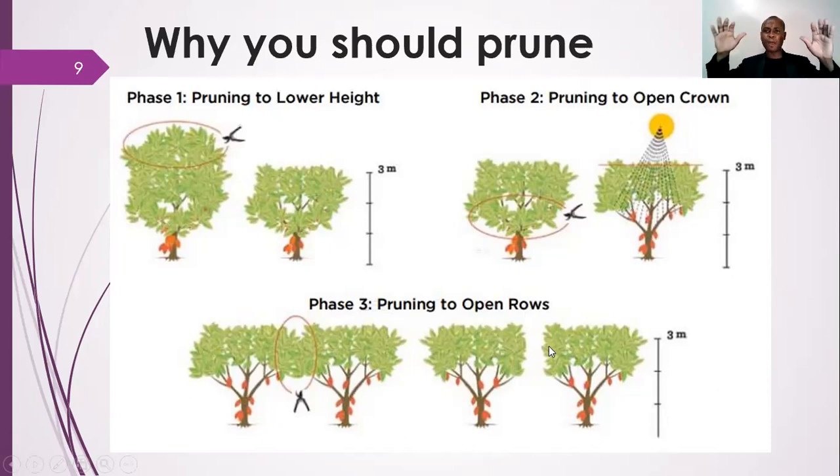A properly managed farm has trees that look like these ones over here. There's enough penetration of sunlight and proper ventilation. When it looks like this, there are going to be enough flowers formed on the branches, and then enough pods produced on the farm.